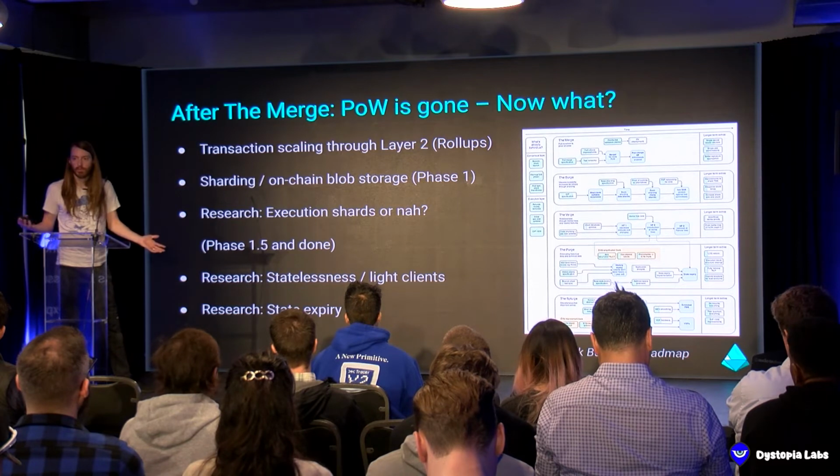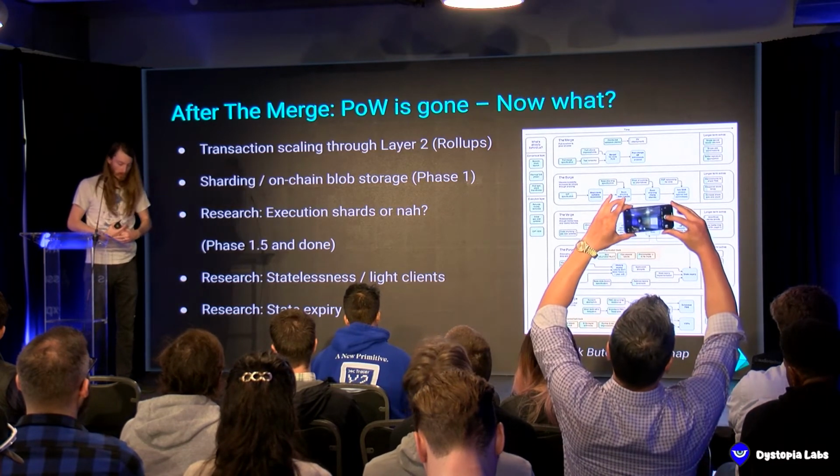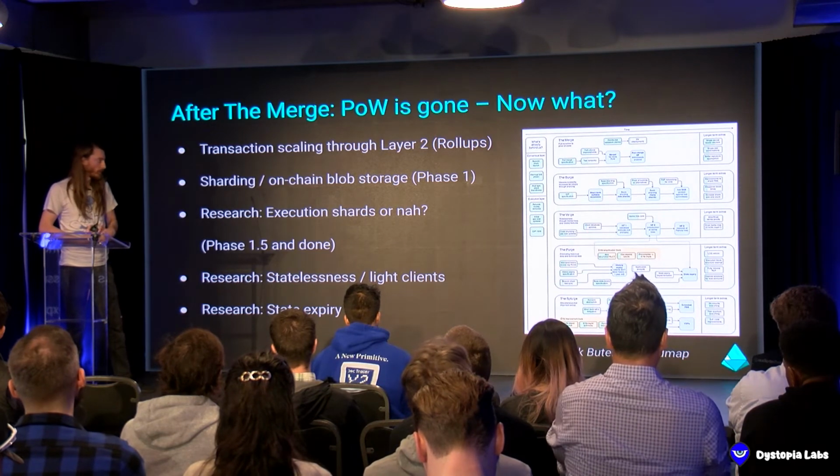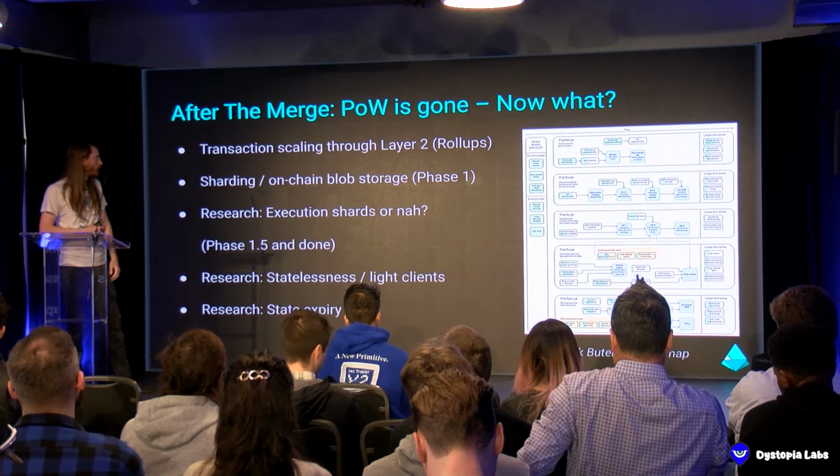That's already happening today. We've got really cool networks like Optimism, Arbitrum, Polygon, Rollup Chain. Lots of cool stuff happening today. That's already happening in parallel.